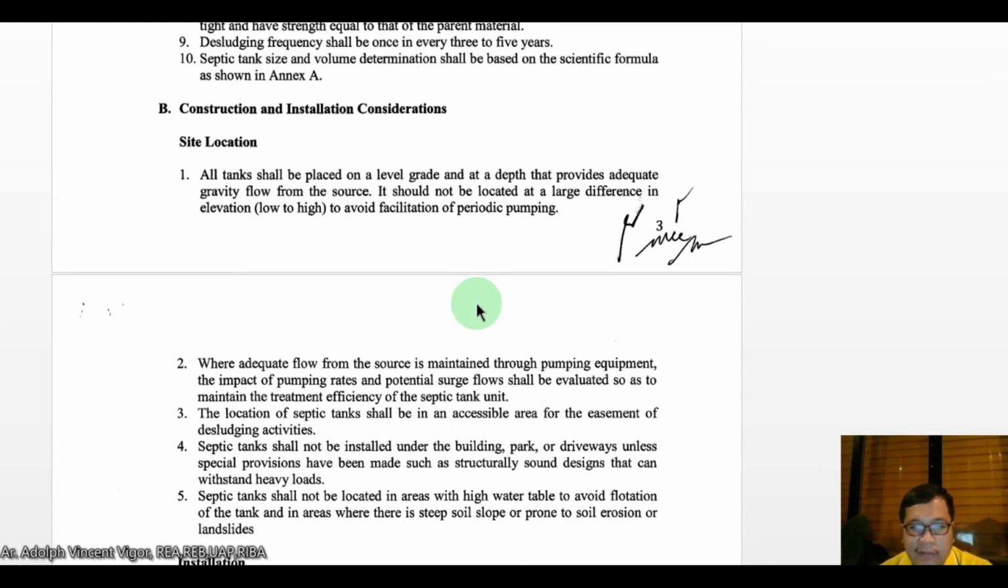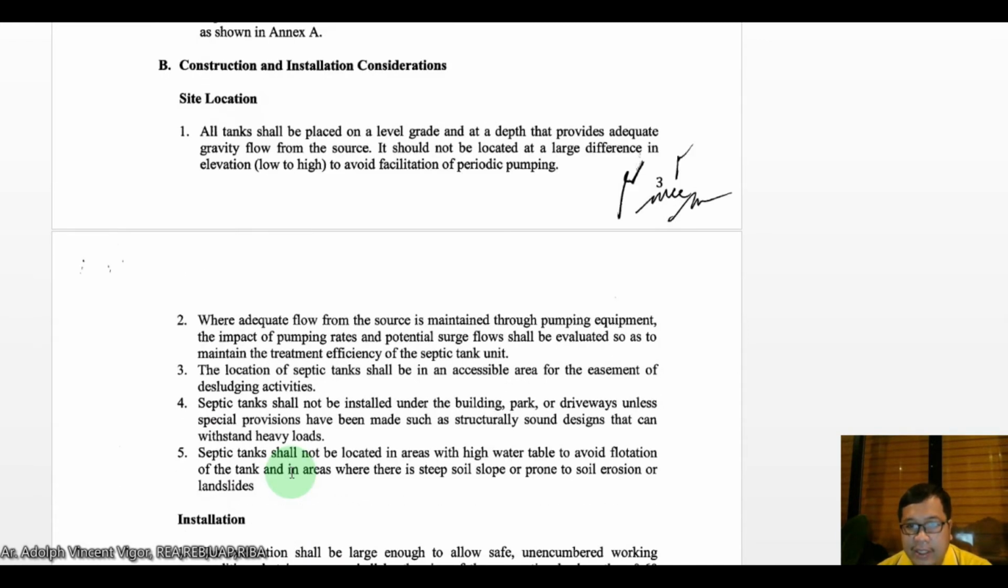Then the septic tank shall not be installed under the building, park, or driveways unless special provisions have been made, such as structurally sound designs that can withstand heavy loads. I think that this is a common mistake also by contractors, wherein they place the septic tank below the driveway.